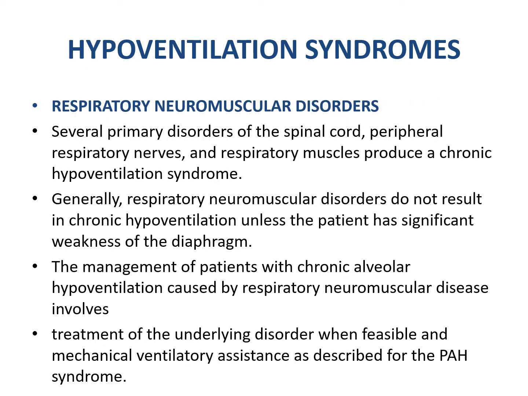Respiratory neuromuscular disorders: several primary disorders of the spinal cord, peripheral respiratory nerves, and respiratory muscles produce a chronic hypoventilation syndrome. Generally, respiratory neuromuscular disorders do not result in chronic hypoventilation unless the patient has significant weakness of the diaphragm. The management of patients with chronic alveolar hypoventilation caused by respiratory neuromuscular disease involves treatment of the underlying disorders when feasible and mechanical ventilatory assistance as described for the PAH syndrome.